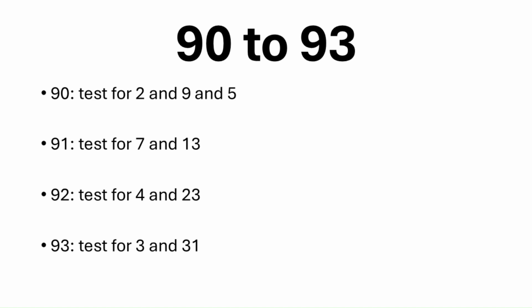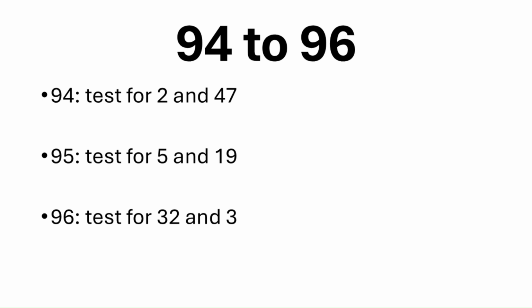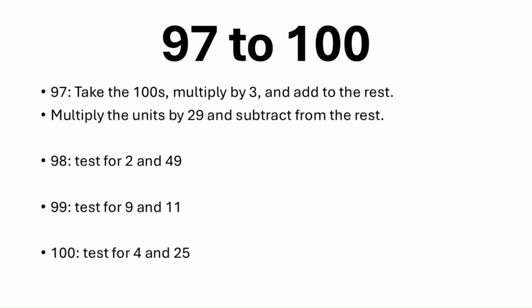93, test for 3 and 31. 94, test for 2 and 47. 95, test for 5 and 19. 96, test for 32 and 3. 97, take the 100s, multiply by 3, and add to the rest. Multiply the units by 29 and subtract from the rest.